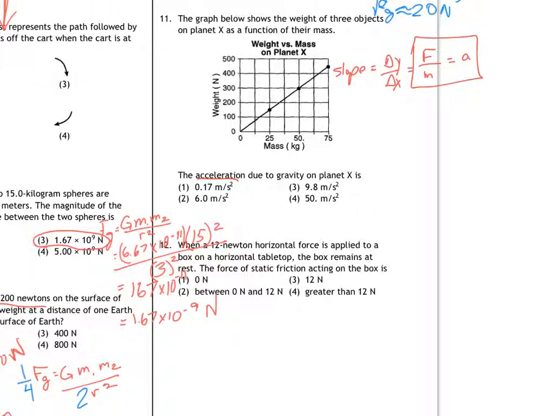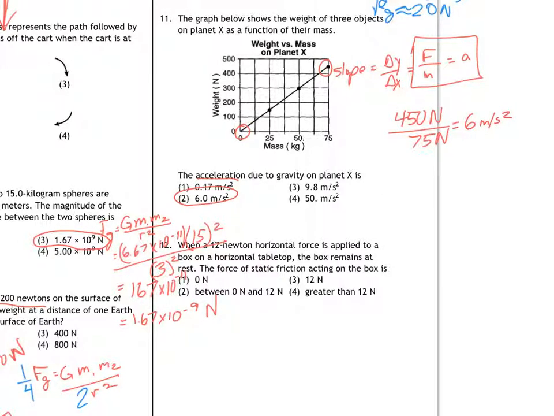So the rise, I'll just use this point and this point. So between those 2 points, the rise is about 450 newtons, and the run is about 75 kilograms. So that slope is 6 meters per second squared, which is here.